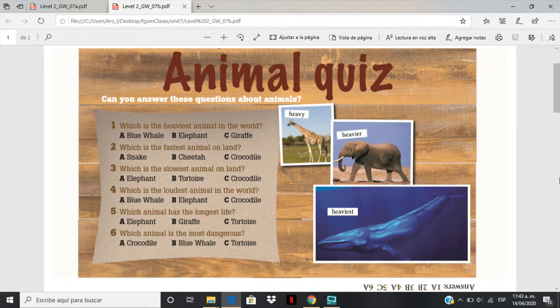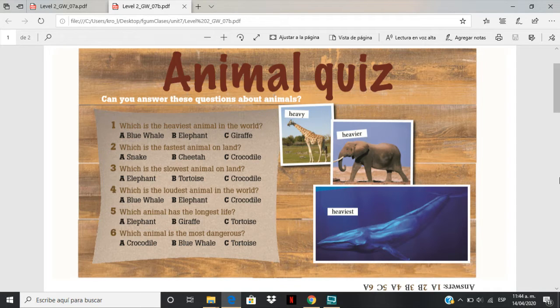Which is the loudest animal in the world? Blue whale, elephant, crocodile. Which animal has the longest life? Elephant, giraffe, tortoise. Which animal is the most dangerous? Crocodile, blue whale, or tortoise?